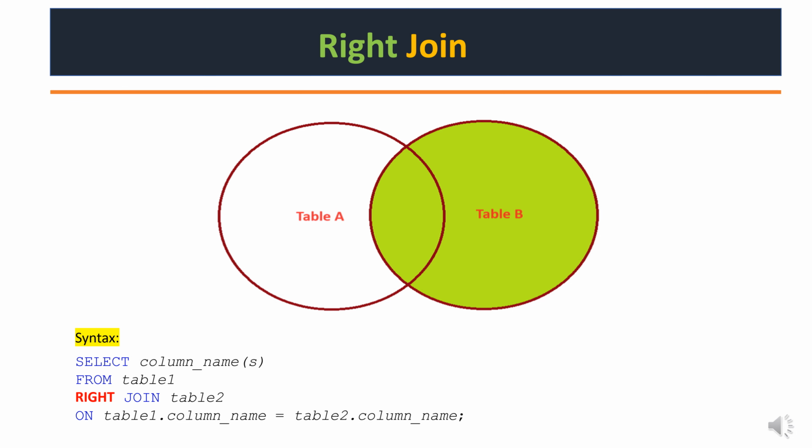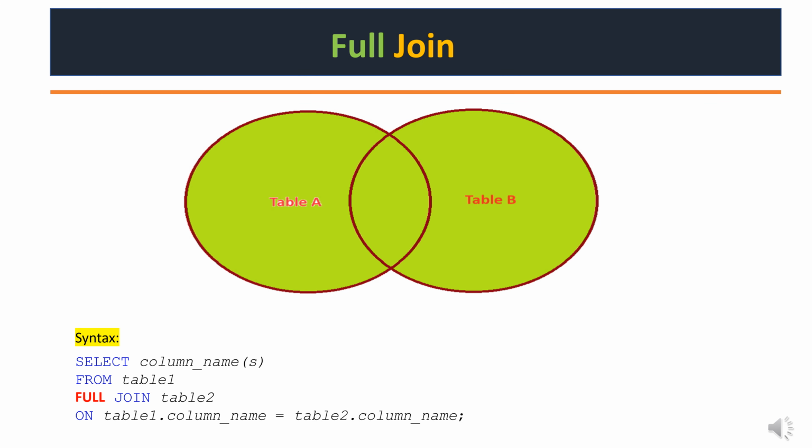On the flip side, right join ensures that we get all the rows from the right table along with any matching rows from the left table. It's all about focusing on the right table's data. And what is the syntax here? We only have to replace the left with the right. The other syntax is the same. Full join is like a reunion. It gives us all the rows from both tables, including those that don't have a match in the other table.